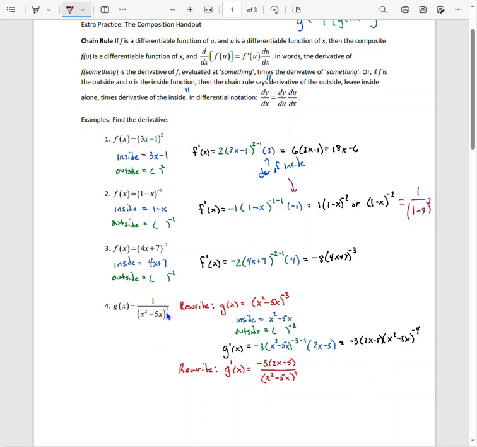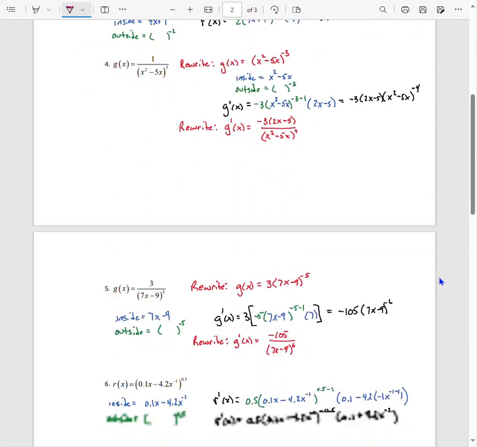This function starts with all positive exponents, so we should rewrite our answer with all positive exponents. Negative 3 is good, no negative exponents. 2x minus 5 is good, no negative exponents. The negative 4 is only on the x squared minus 5x, so only the x squared minus 5x gets moved to the denominator, and the exponent becomes positive. Anytime you cross a fraction bar, your exponent changes sign. All right, the chain rule. Derivative of the outside, leave the inside alone, times the derivative of the inside.